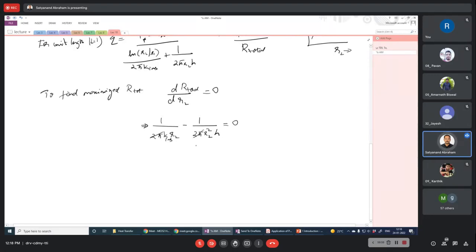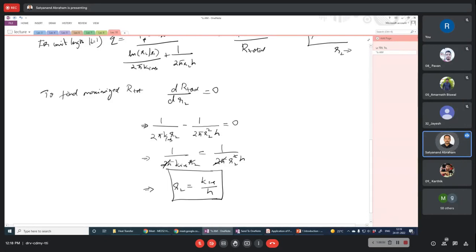We can cancel this 2 pi. Better to write it like this: 1 by 2 pi K insulation into R2 is equal to 1 by 2 pi R2 square into H. So R2 gets cancelled, and that gives us R2 is equal to K insulation by H. This is an important term. So R2 is equal to K insulation by H.